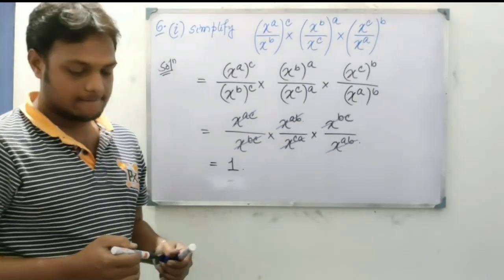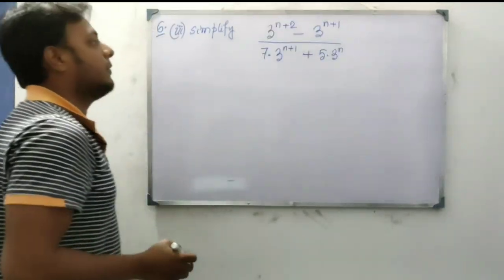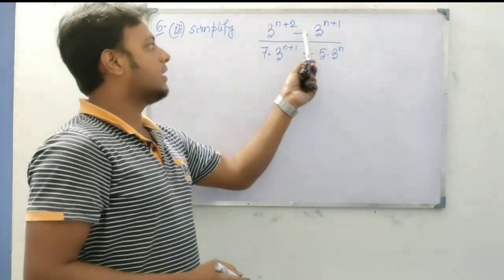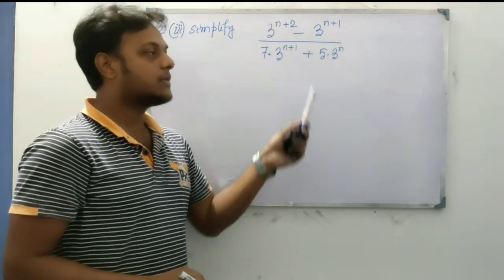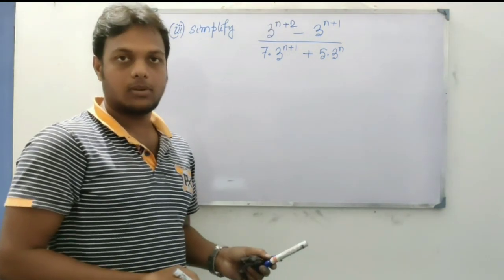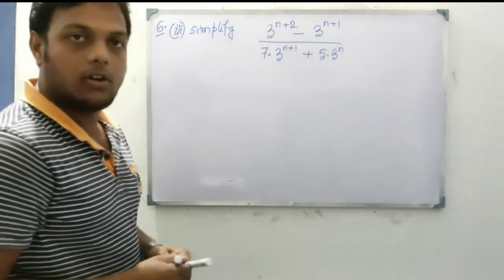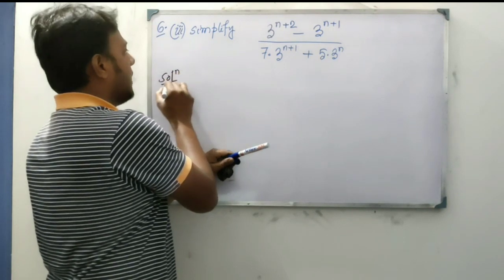Note down this. Next, 6-3. Simplify (3^(n+2) minus 3^(n+1)) by (7 into 3^(n+1) plus 5 into 3^n). Okay, we have to simplify this. So we will apply the law of indices. Solution. I am solving from here.